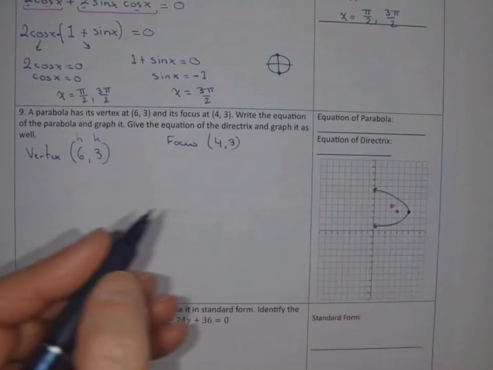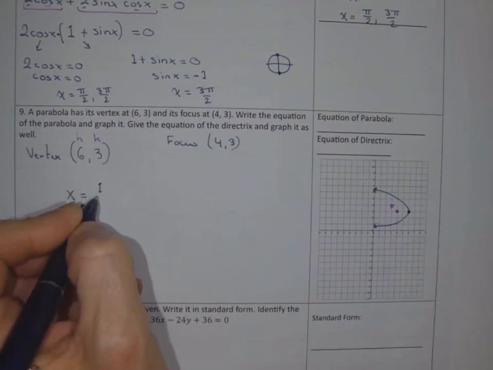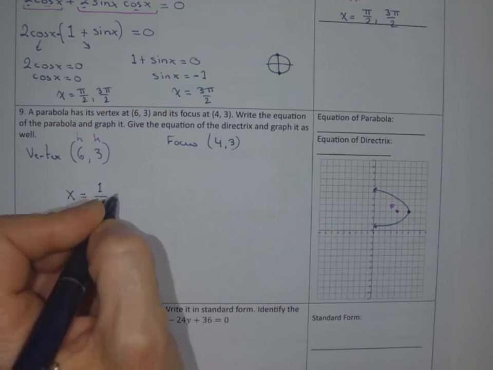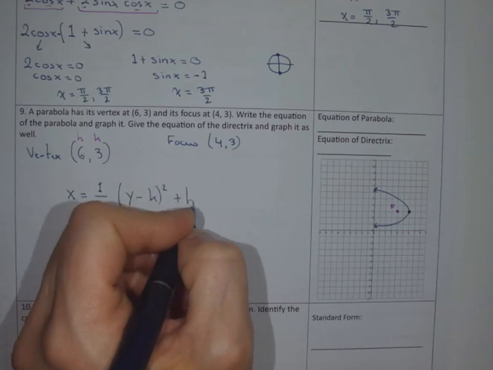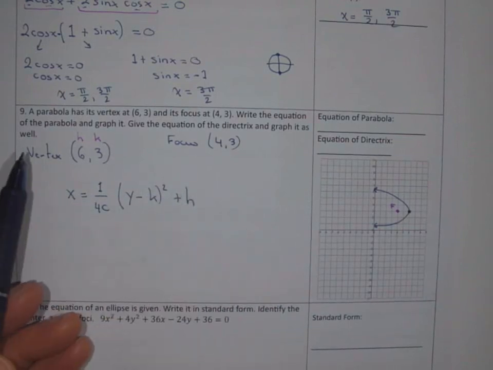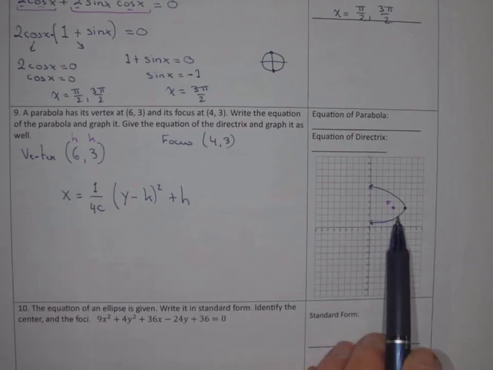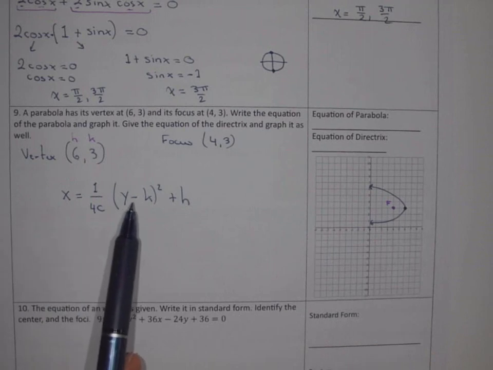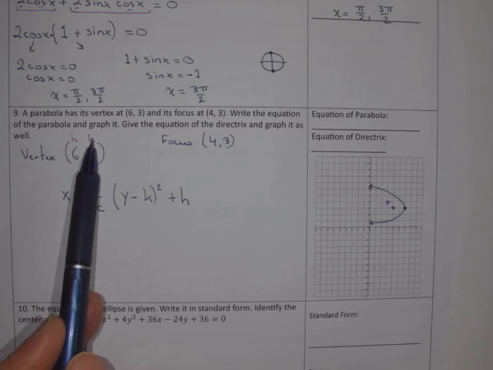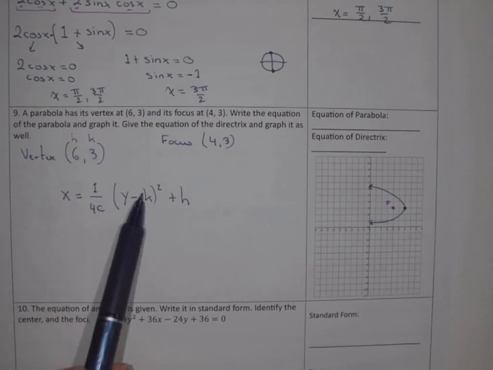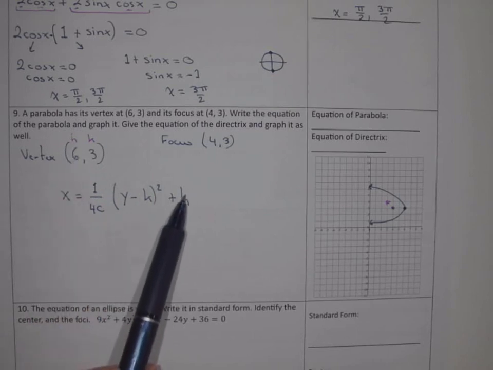And that tells me that my equation will be in the form x equals 1 over 4c (y minus k) squared plus h. Remember, in your equation, when you have an x equals, that's when your parabola opens sideways. How do you know what to put inside? Well, the k is your y value of the vertex, so k always goes with the y, and then the h is the x value, so that's going to be outside.